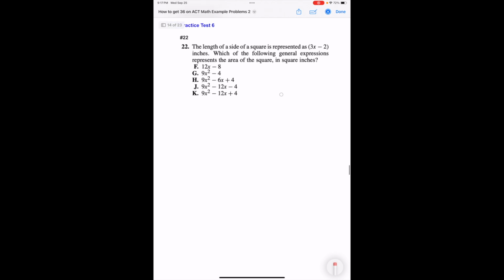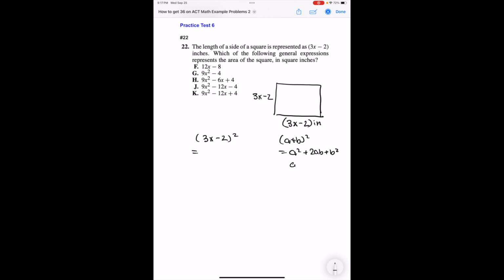So we can draw a little diagram. If this is a square and one side is 3x minus 2, then that means all of the other sides are 3x minus 2. And this is in inches. So it is asking you the area, well, that is side squared. So (3x minus 2) squared. And so how you're going to do this, remember (a plus b) squared is equal to a squared plus 2ab plus b squared. So a right here is 3x, and then b is 2.